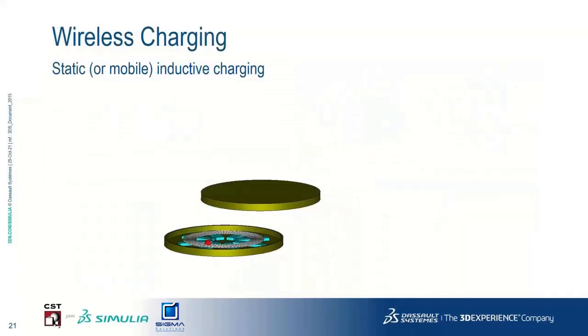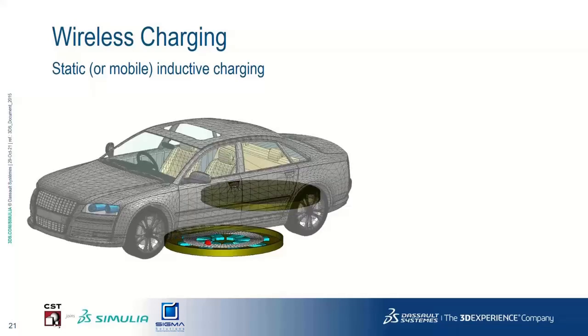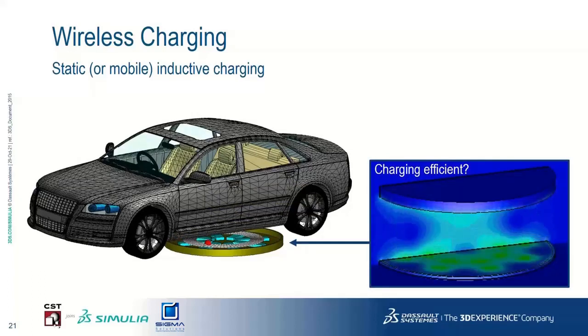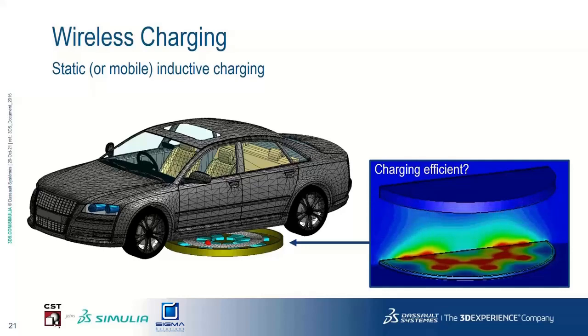Another thing is the wireless charging, as I've mentioned. So here we see a simple wireless charging system. You have two coils, and one could be installed on the parking lot. The other would be installed on the bottom side of the car. And then again, what we want to know is, is it efficient? It needs to be as efficient as possible. Of course, you want to charge your car as quickly as possible.